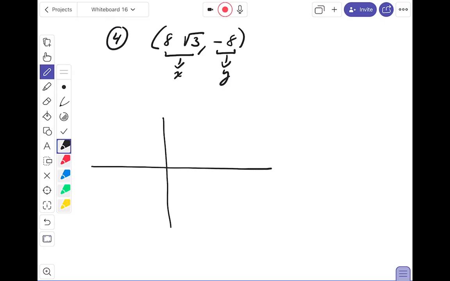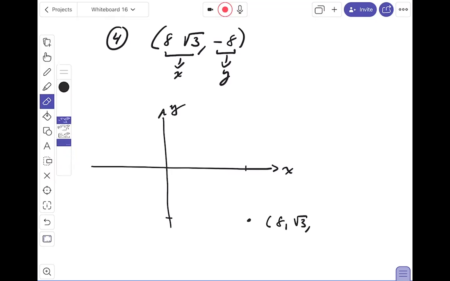And I've got to be careful about this. I know the x is a positive number, and the y is negative. Now, looking at those things over there, I'm going to say 8 root 3 maybe over here somewhere, and then minus 8 maybe over here somewhere. So I guess that's where the point is. I'm going to just put down for you 8 root 3 minus 8.